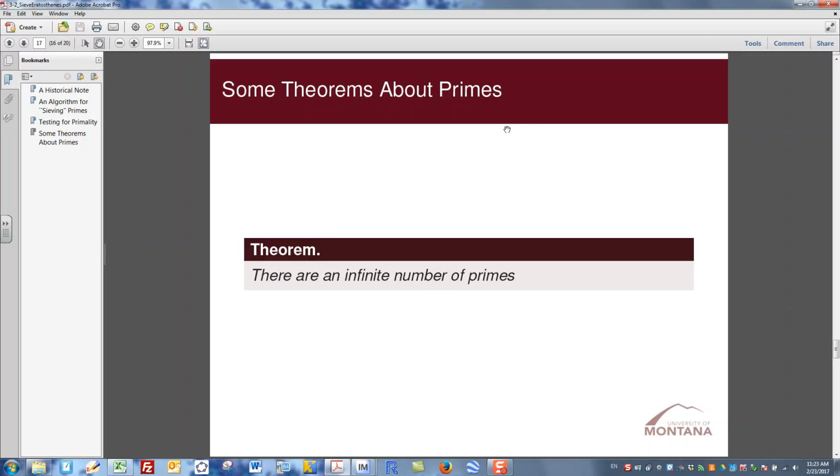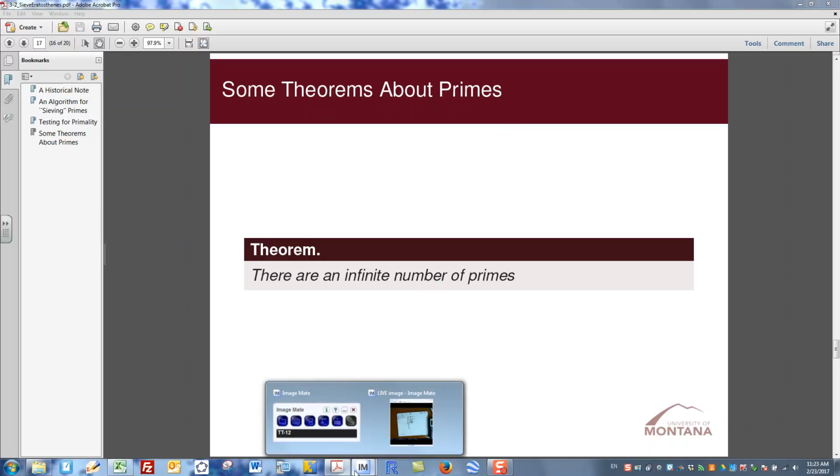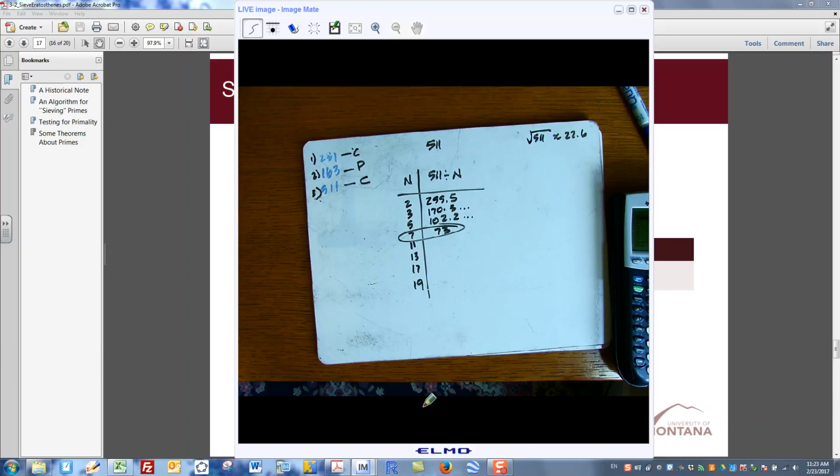Well, one big theorem about primes, now that we've thought a little bit about their distribution and we've seen them in the sieve of Eratosthenes, one question you might have is whether there really is an infinite number of these. This is regarded as one of the most elegant theorems in all of mathematics, the proof that there are indeed an infinite number of primes. So we better take a look at the logic behind the infinitude of the primes.